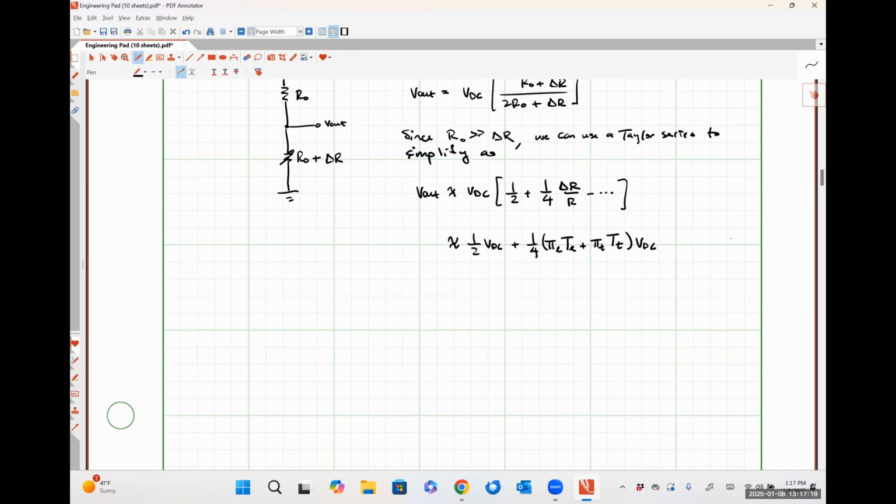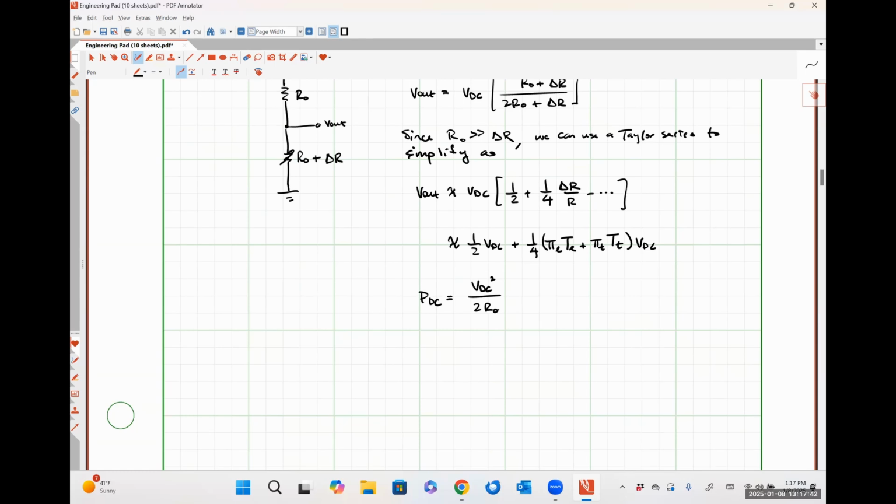Okay. Our DC power consumption is going to be VDC squared over twice R naught, because we're just going to see those two resistors in series. So it's just the total voltage drop across the two resistors divided by the total resistance.